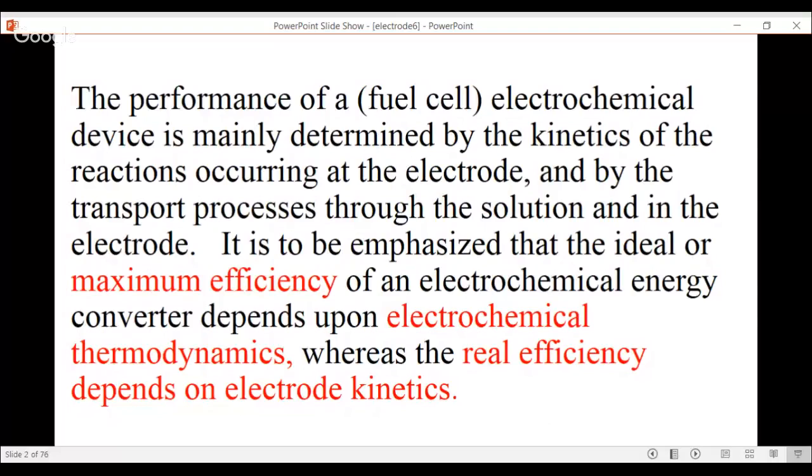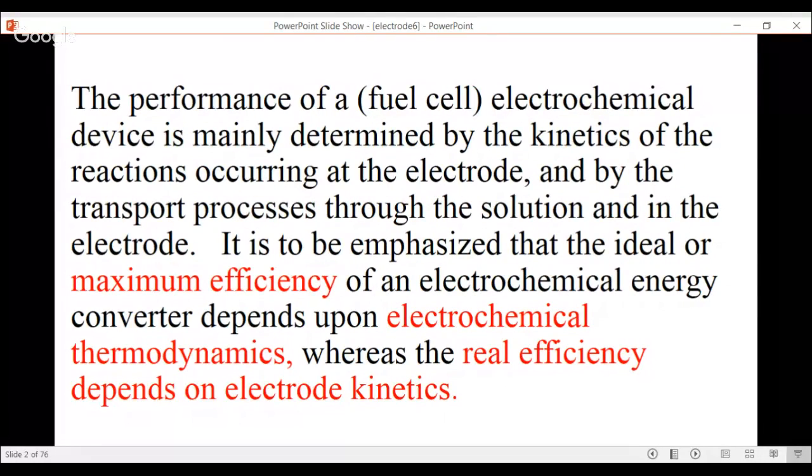The maximum efficiency that can be realized depends upon the electrochemical thermodynamics, that is delta G. Delta G of the electrochemical reaction is the maximum efficiency that we can get. We will see a little later what the maximum efficiency is. Whereas the real efficiency depends on the rate at which the reactions take place at the electrode surface. For example, the whole of the delta G may not be taking place at the same rate to completion, so therefore the efficiency will be less.